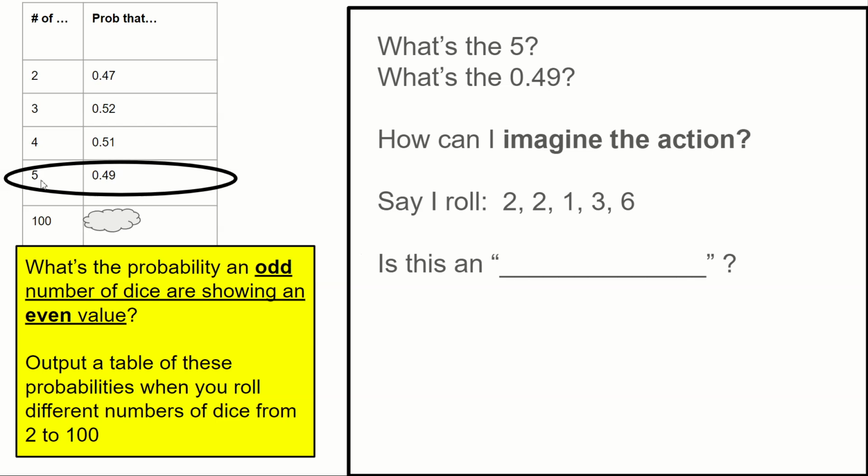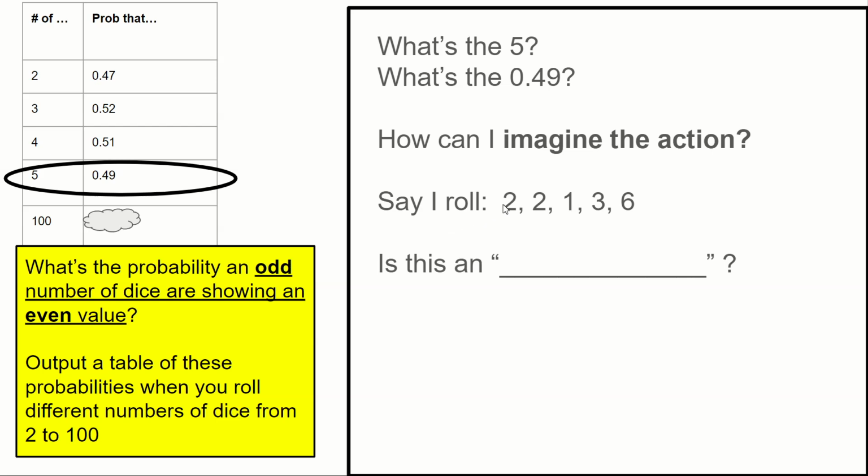So let's pretend I actually did roll 5 dice and I got this, 2, 2, 1, 3, 6. I just made these numbers up. When you do it, you'd make your own numbers up. Okay, so now ask, is this an example of the kind of thing where this is the outcome I'm trying to find the probability of? Well, let's read it again. The probability an odd number of dice are showing an even value. So, are there an odd number of dice? Well, yeah, there's 5 dice, but I don't want just that. You got to read the whole phrase. Are there an odd number of dice that are showing an even value?